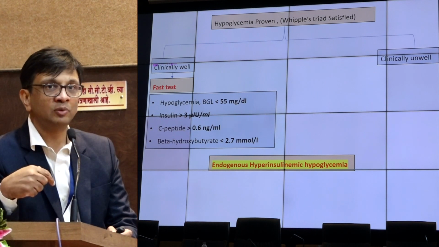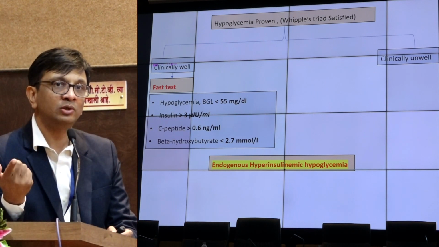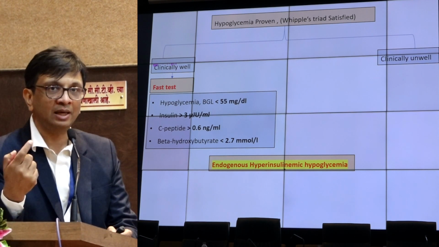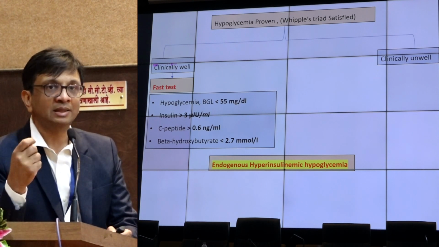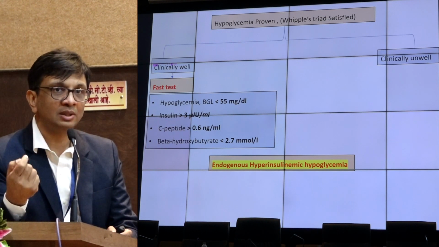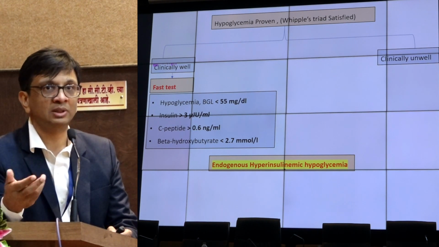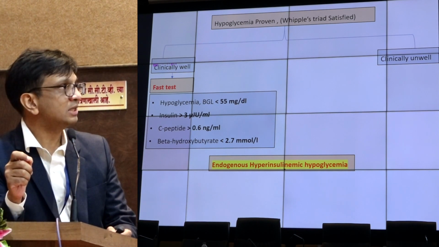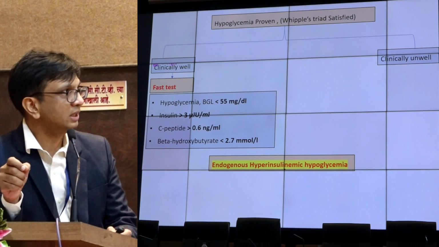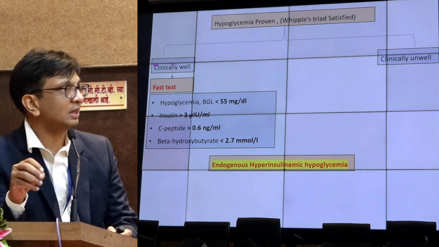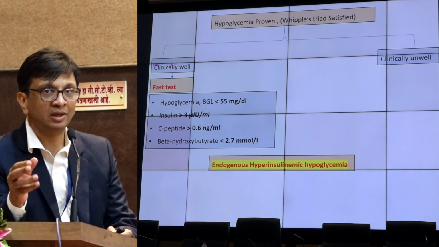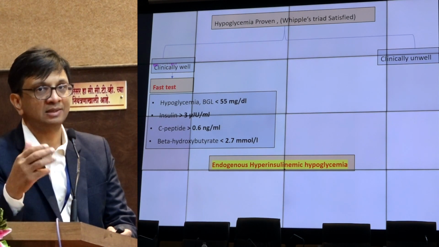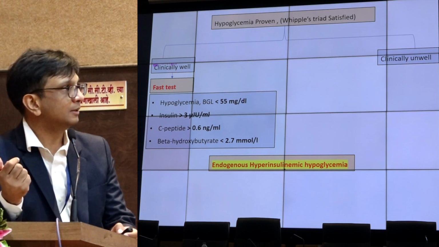Because at the time of hypoglycemia, there is no business for the insulin to be released. So if I am having hypoglycemia and still my insulin levels are high, still my C-peptide is high, that means this is something pathological and it should not physiologically happen. So these are the cutoffs we classically use for hypoglycemia: 55, insulin more than 3, C-peptide beyond 0.6, and the ketones have to be negative, because ketones cannot be formed in the state of excess insulin, whereas in starvation the ketones will be high.